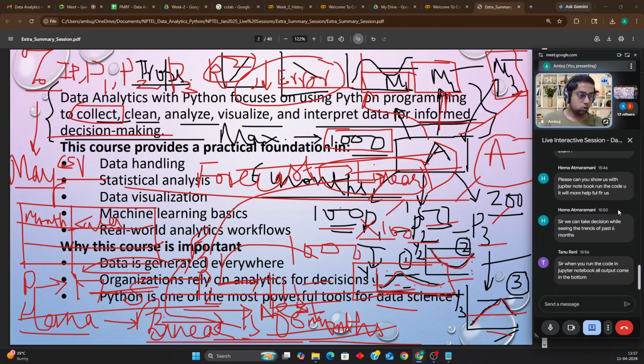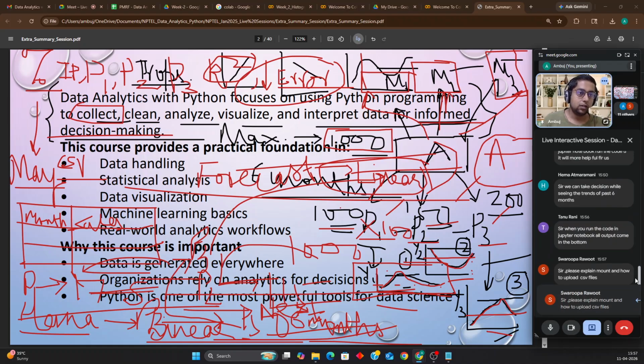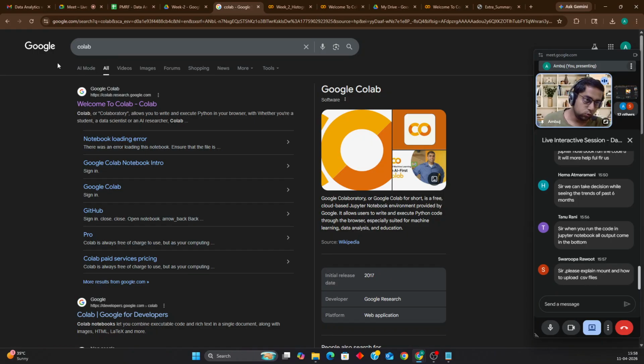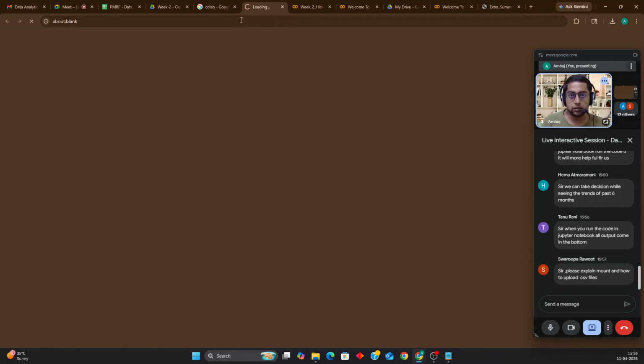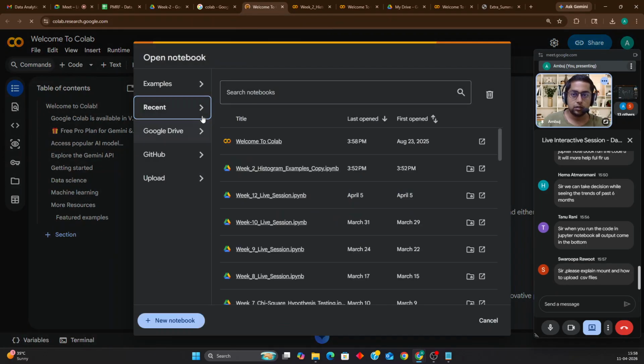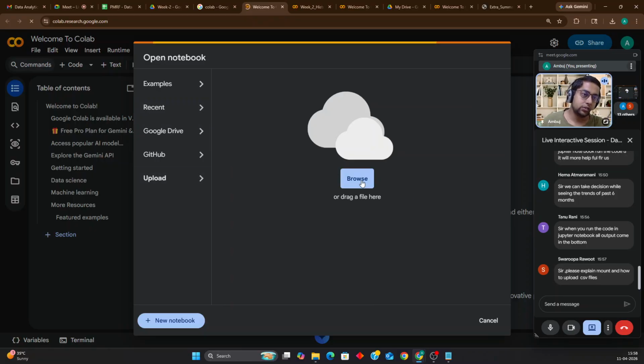When you run the code in Jupyter Notebook, all the output comes at the bottom, so you can see the output of all the cells. But if you want it to run the way I have run it, you can use Colab. It's a free tool from Google. Go to Google, type Colab, then go through this link, go to upload, browse the location, then run all the cells.